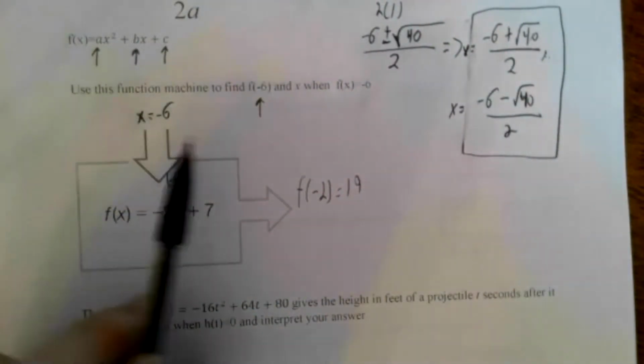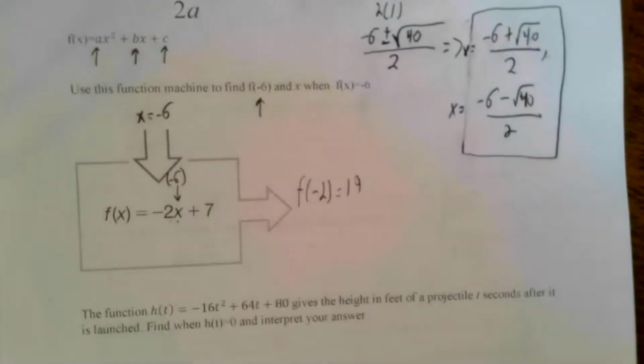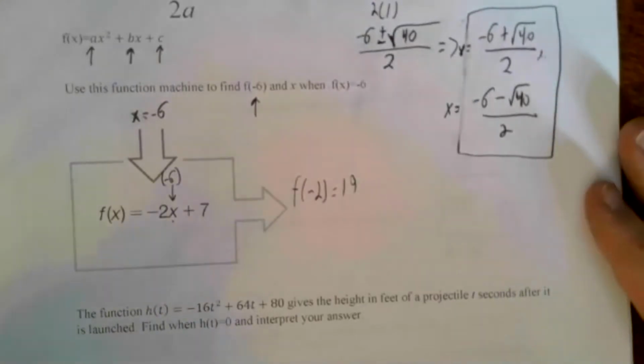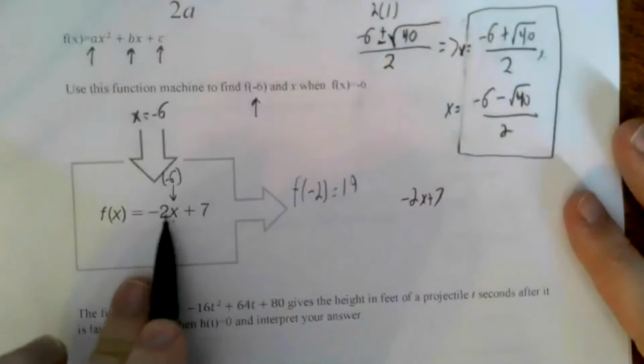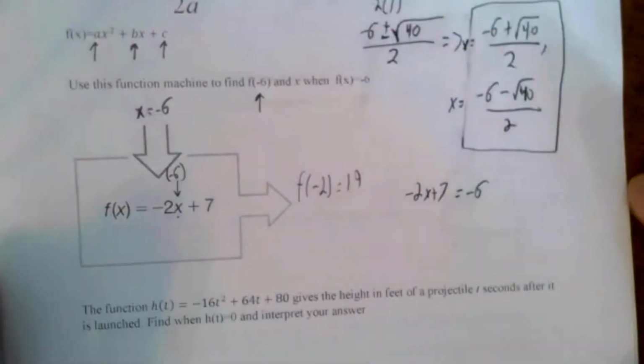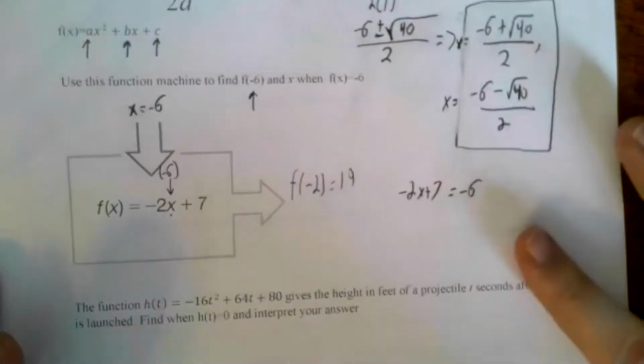But then we kind of go backwards. So when we say when f of x is equal to -6, we want to know what x is equal to. So what I'm going to do here is I'm going to set f of x, which is -2x plus 7, and I'm going to set that equal to -6. Right? So how can I solve for x here?